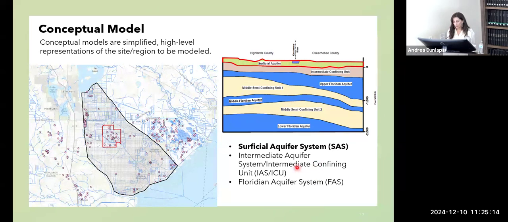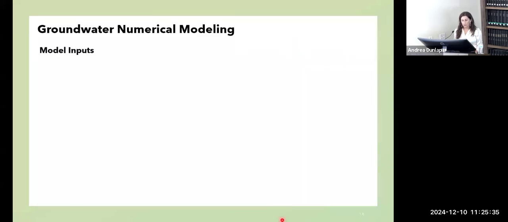The other aquifers are the intermediate aquifer and Floridan aquifer systems, which we are not looking at. We are not looking at nitrate concentration in those systems.